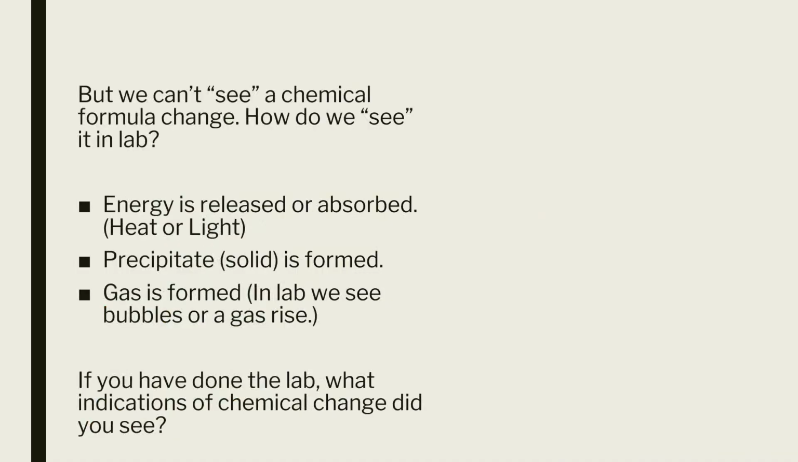But we can't necessarily see a chemical formula. So how would we see in the lab something underwent a chemical change? Well, the three biggies are: light is released, so you'll see some type of energy, or light. It'll get warm, it'll get cold, might shine a little bit, might flicker with light.